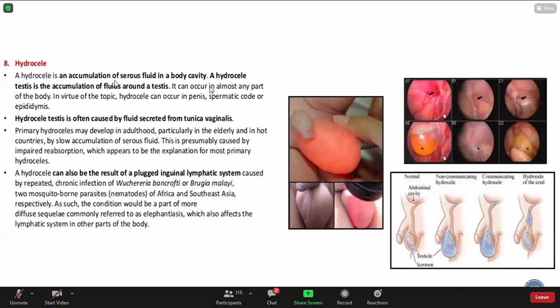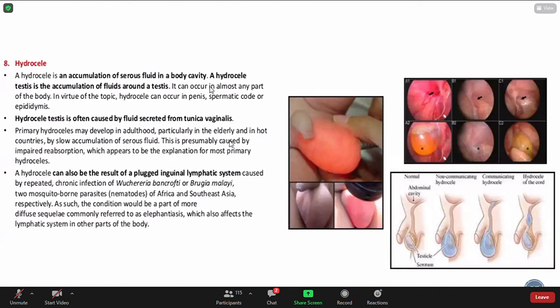Hydrocele is an accumulation of serous fluid in the body cavity. For this lecture, it's an accumulation of fluid around the testis. Hydrocele of the testis is often caused by fluid secreted by the tunica vaginalis. Primary hydroceles may develop in adulthood, particularly in the elderly and in hot countries, by slow accumulation of serous fluid.